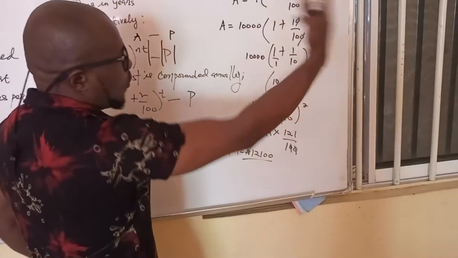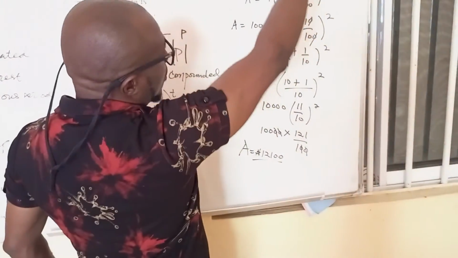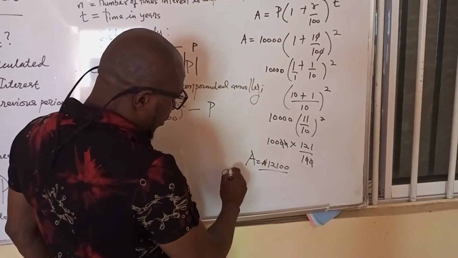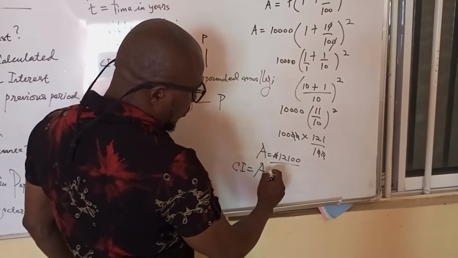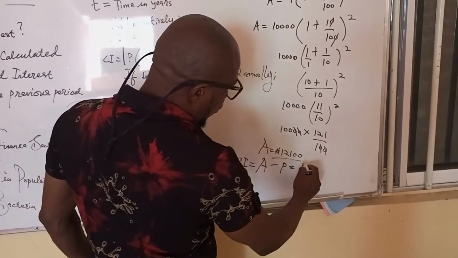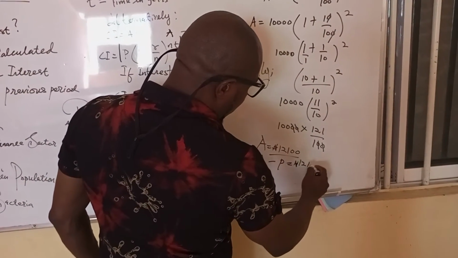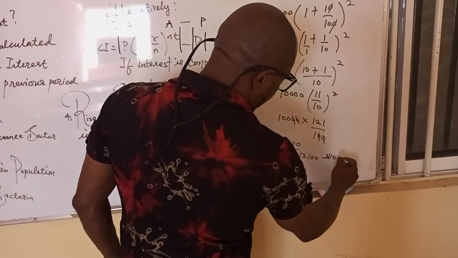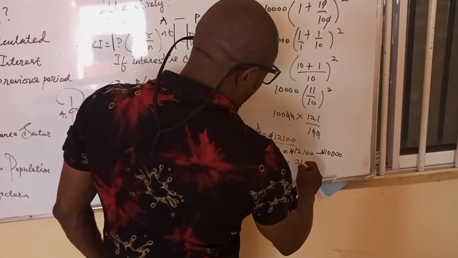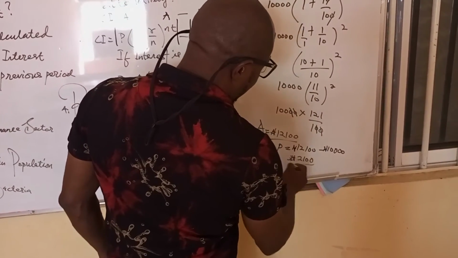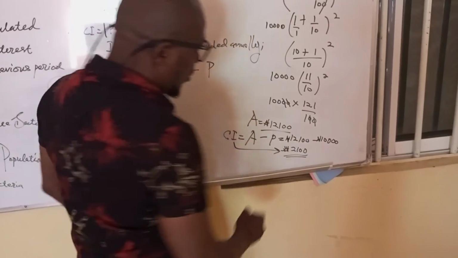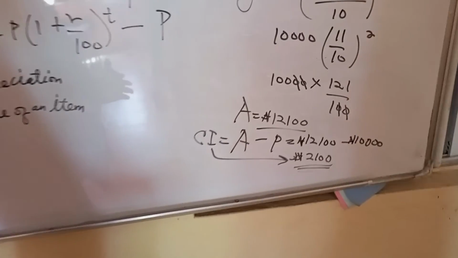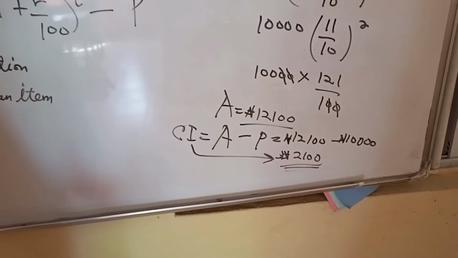Now we can go further to find out the compound interest for the 2 years. So CI, which is compound interest, is equal to the amount minus the principal, which is 12,100 naira minus 10,000 naira, which gives us 2,100 naira. This is the compound interest when it is compounded annually for 2 years consistently.